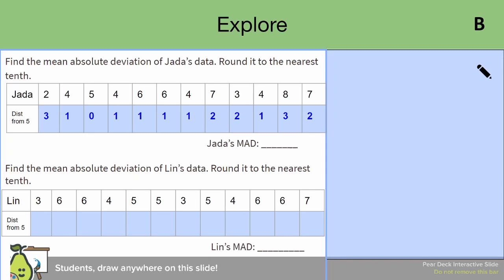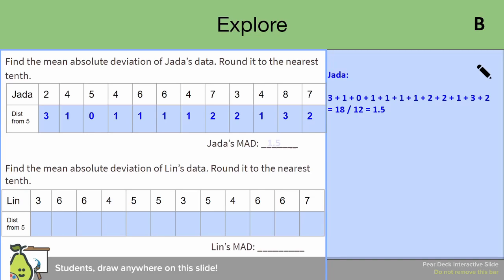So with that said, they want us to calculate Jada's MAD. So why don't you pause this video, use the information in this table to calculate what is Jada's mean absolute deviation. All right, welcome back. If you took the following values 3, 1, 0, 1, 1, 1, 1, 2, 2, 1, 3, 2, and you added them all up, you should have gotten 18. And when you divide 18 by the amount of numbers that you just added, which is 12, you would have gotten 1.5.